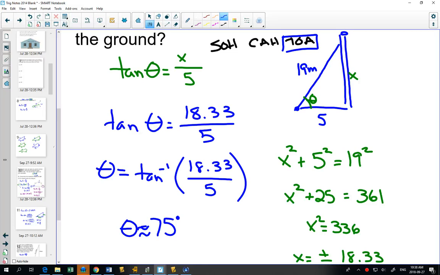If I look at that triangle and I look at theta, which were the sides that we were given? We were given the adjacent side and the hypotenuse. Which of the three trig functions has the adjacent side and the hypotenuse? Cosine. So I want to show you something in purple here.